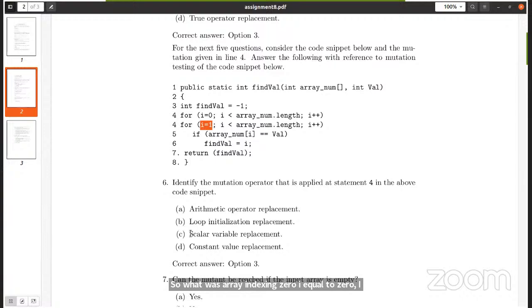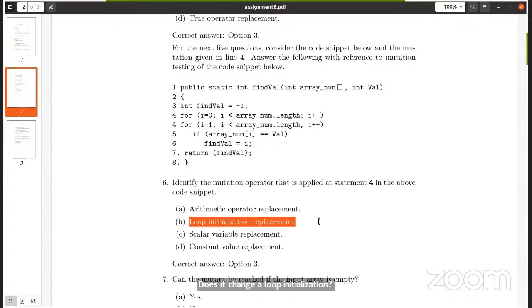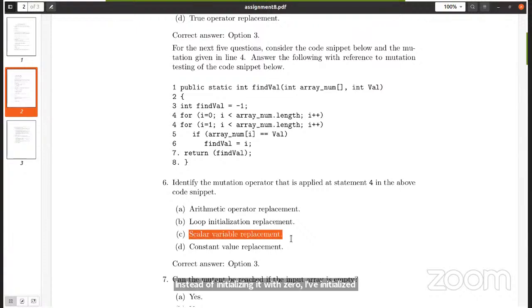So in the list of mutation operators that we taught, does it change an arithmetic operator? No, right? Because there is no arithmetic operator here. Does it change a loop initialization? There is no mutation like loop initialization at all. But what I have done is replace an ordinary internal variable that counts a loop, which is I. Instead of initializing it with 0, I have initialized it with 1. That's why the correct answer is scalar value replacement. Option D, constant value replacement, is also not the correct answer.